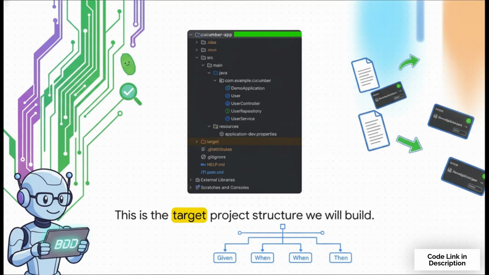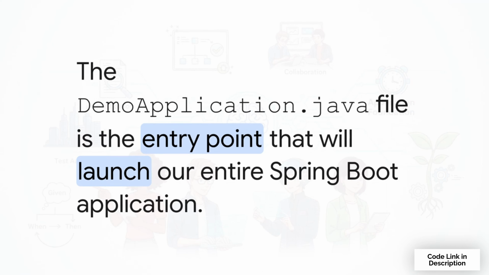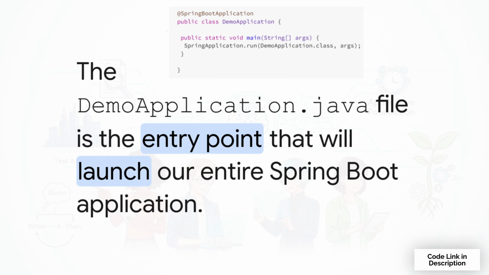And here's the project structure we're aiming for. You can see the main application class right there, along with the files for our user entity, repository, and eventually a service and controller. For today, though, we're just focusing on DemoApplication, User, and UserRepository. The first, and honestly the most important class, is our main application class. This is the entry point that will launch our entire Spring Boot application.